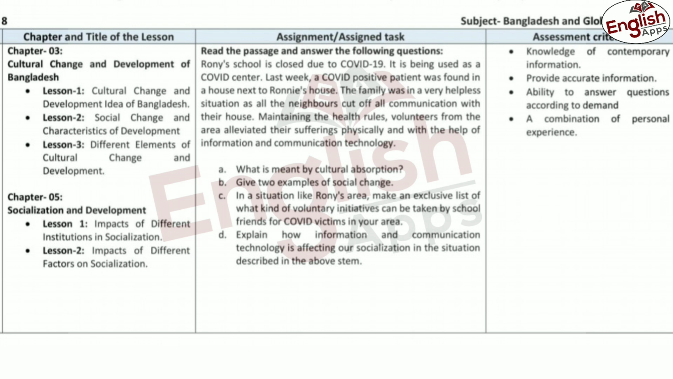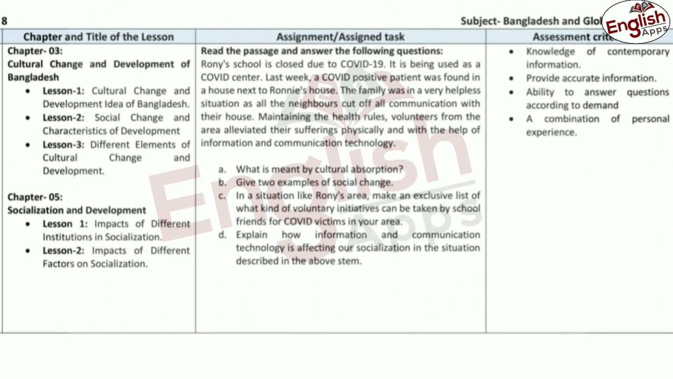And according to this stem, you have been given 4 questions. Firstly, the first question is, what is meant by cultural absorption? That means you have to write down the definition of cultural absorption according to your book. This question is directly from your book, so you can get the answer from chapter 3. After some time, we will discuss the answer of this question.